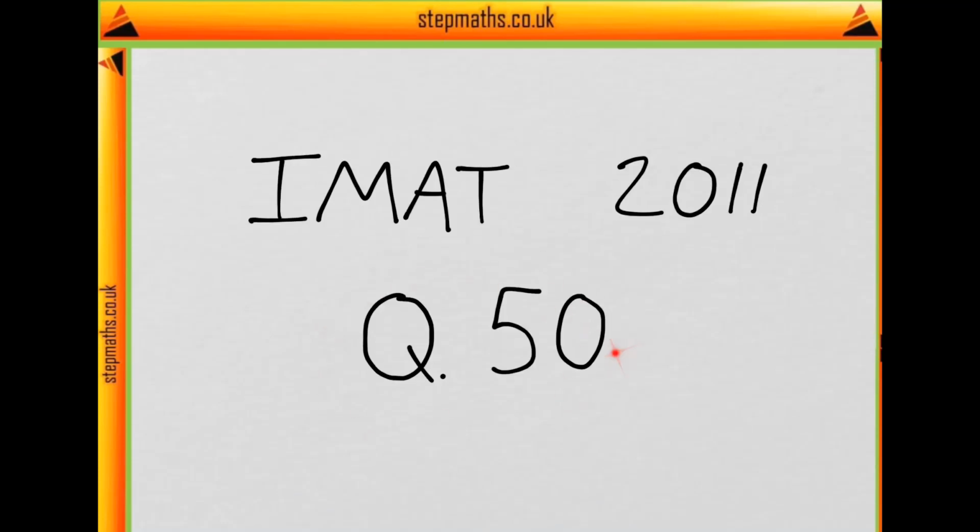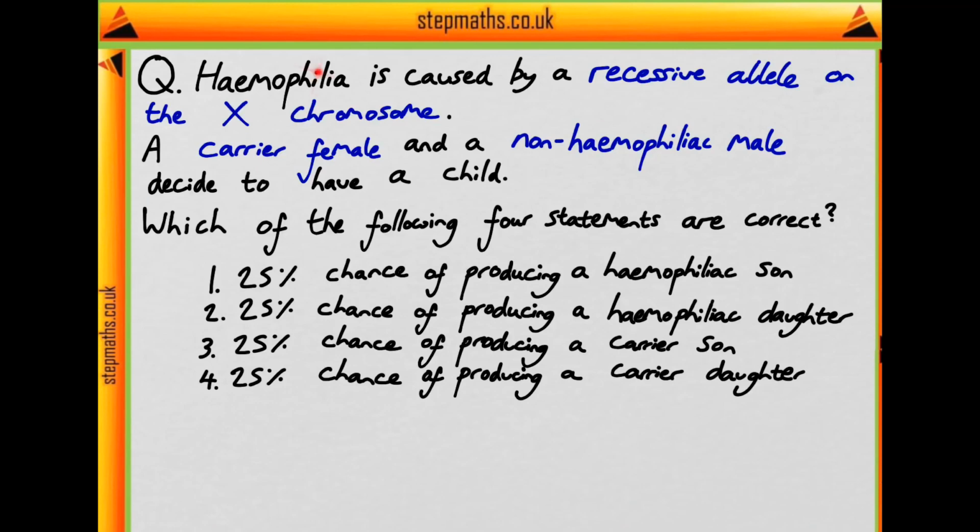This video is on question 50 from the 2011 IMAT paper. In this question, we're told that haemophilia is a disease caused by a recessive allele on the X chromosome, and that a carrier female and a non-haemophiliac male decide to have a child. And then we're asked which of the four following statements are correct.